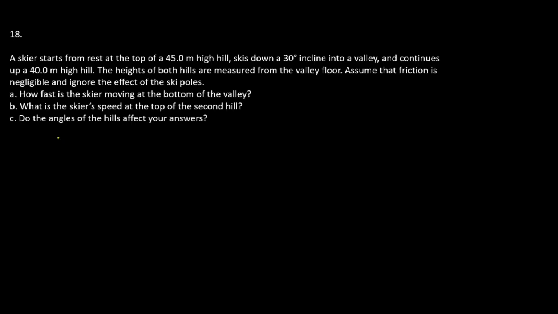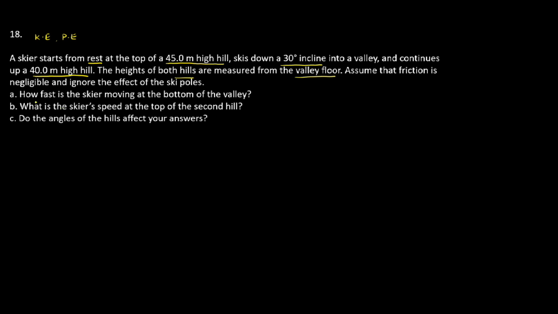Welcome to part 2 of the video where we discuss how to use the expression for kinetic energy, potential energy, and the law of conservation of energy to solve problems. The question says a skier starts from rest at the top of a 45-meter high hill, skis down a 30-degree incline into a valley, and continues up a 40-meter high hill. The height of both hills are measured from the valley floor.